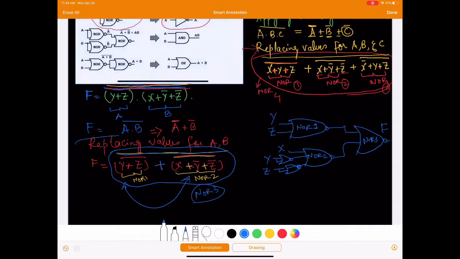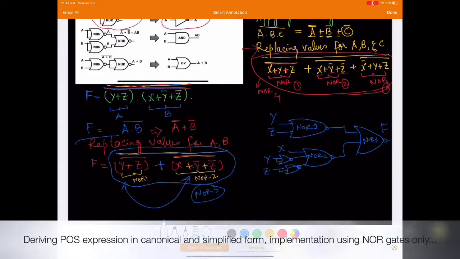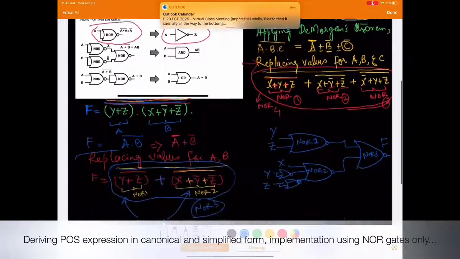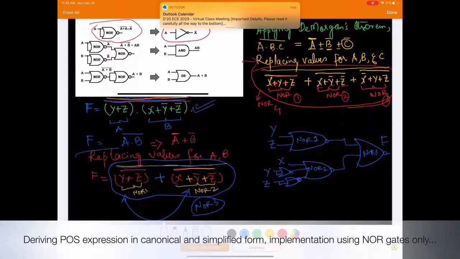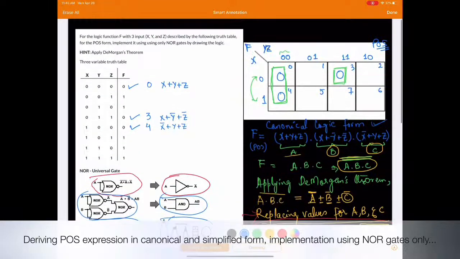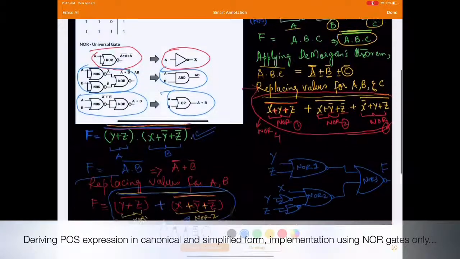Another way could have been possible: you take this expression right here, use AND gates and OR gates to come up with a logic diagram, and then wherever you have AND gates or wherever you have OR gates, you can replace them with two consecutive NOR gates. But the hint is to apply De Morgan's theorem, because that is the quickest way of doing it.